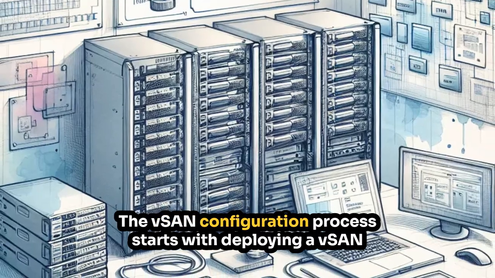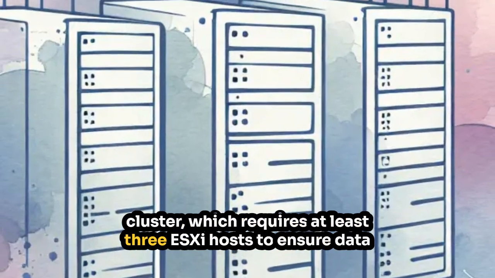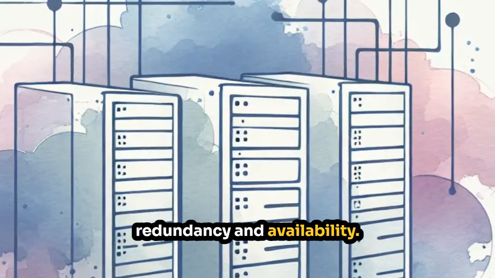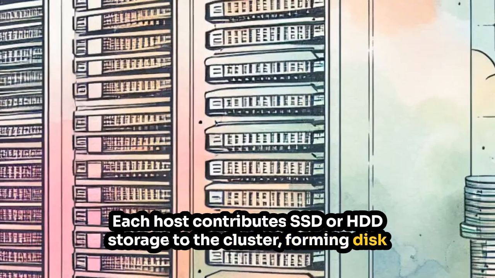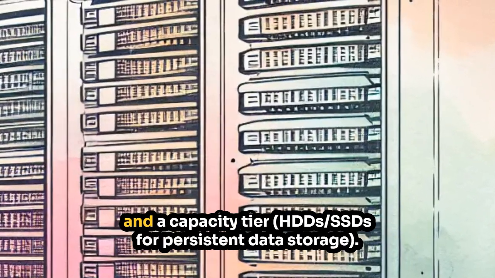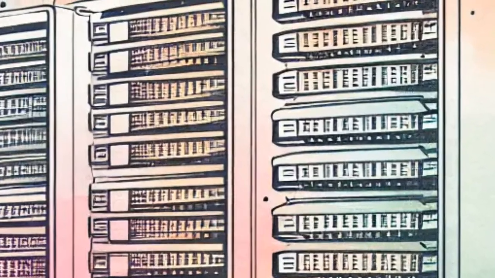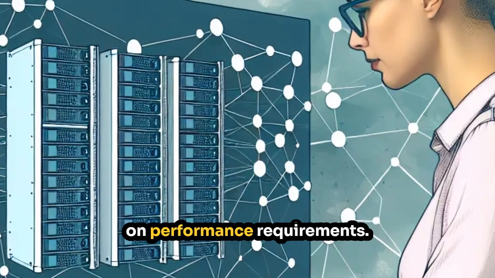The vSAN configuration process starts with deploying a vSAN cluster, which requires at least 3 ESXi hosts to ensure data redundancy and availability. Each host contributes SSD or HDD storage to the cluster, forming disk groups that consist of a cache tier, SSD for read-write acceleration, and a capacity tier, HDDs or SSDs for persistent data storage. Admins can configure all-flash or hybrid vSAN clusters depending on performance requirements.